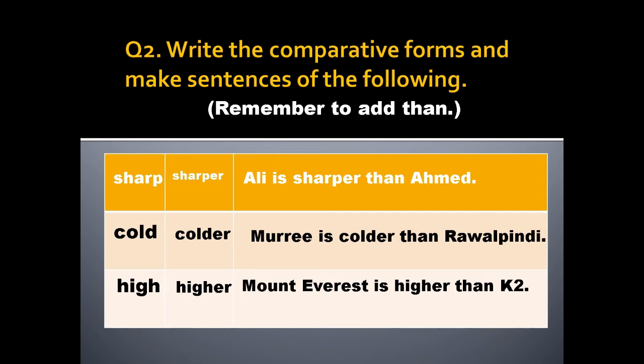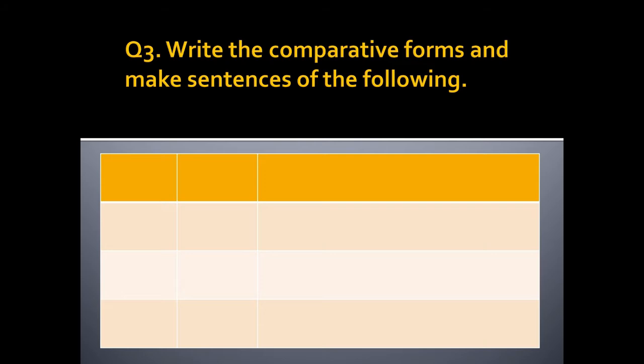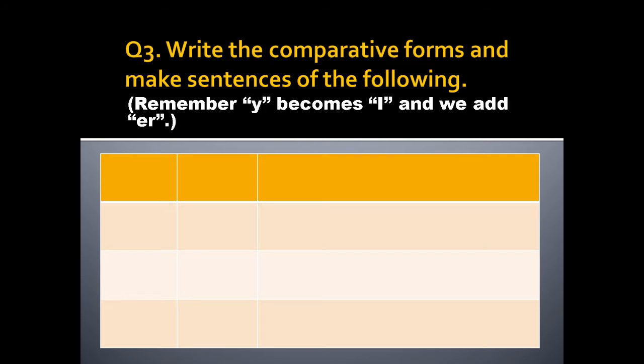Now we have to move to question number 3. See question number 3. Write the comparative forms and make sentences of the following. Remember Y becomes I and we add ER. So now class, what you have to do is write the comparative forms and then make the sentences of the following. And remember this thing, Y becomes I and we add ER at the end as we are talking about comparative forms. So the first word is pretty, second is naughty, third is healthy, and the last one is happy.